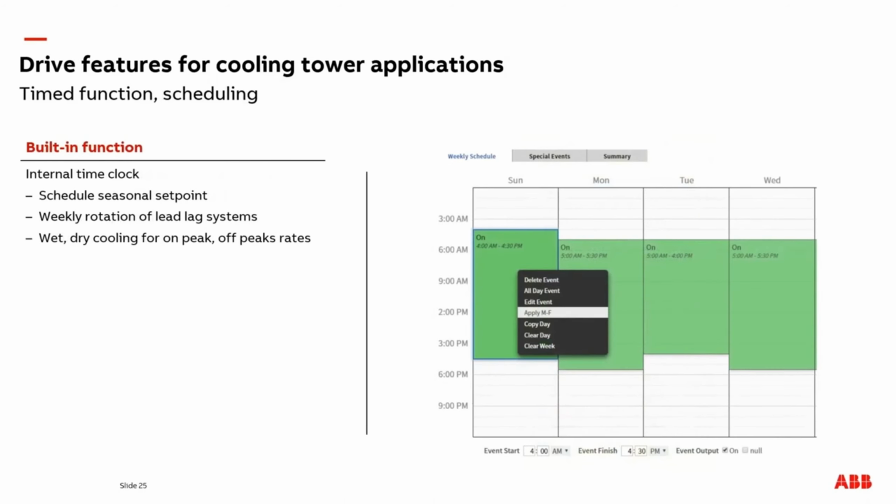Scheduling the start, stop, seasons, or rotation can be set up with timer functions within the drive. For cooling towers, a summer and winter season could be programmed to change the process PID set points. In a multi-cell system, which tower is enabled first could be scheduled to rotate on a weekly basis. Shutting down operation overnight or standby if a chiller or condenser doesn't require 24-hour operation. Or switching between dry and wet mode based on on-peak or off-peak electrical rates.